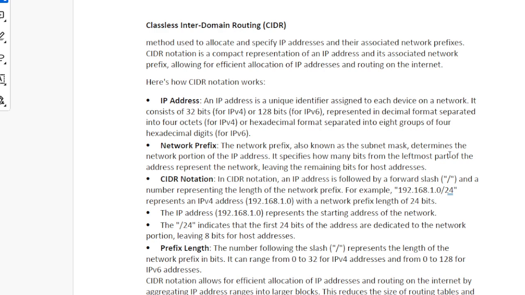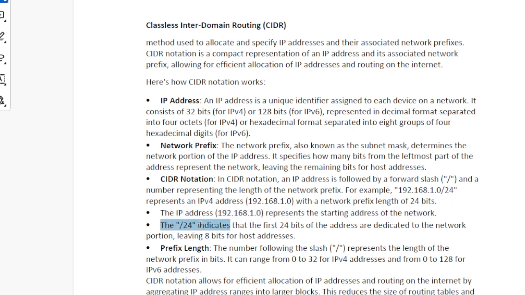That's why this network range will give you 256 IP addresses, from which 254 are available. The IP address 192.168.1.0 represents the starting address of the network. We talked about it. It is the network IP address.